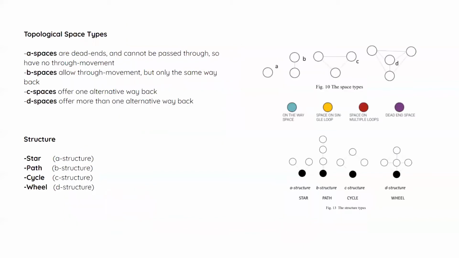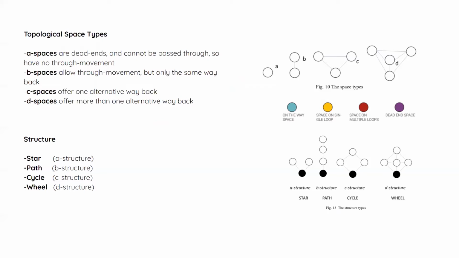Topological space types. The 4 topological space types are A, B, C and D type. A type spaces are dead ends and cannot be passed through, so have no through movement. B type spaces allow through movement but only the same way back. C type spaces offer one alternative way back, and D type spaces offer more than one alternative way back.